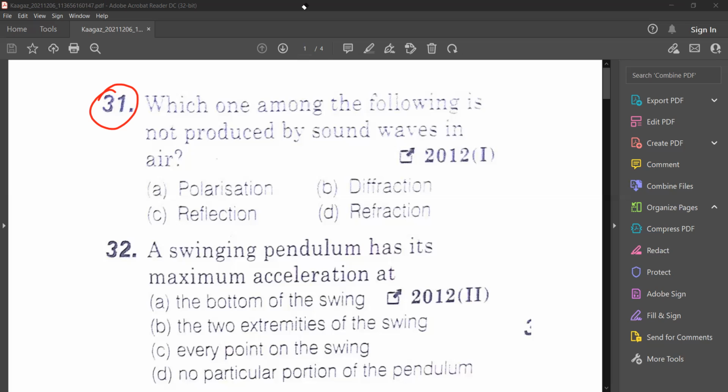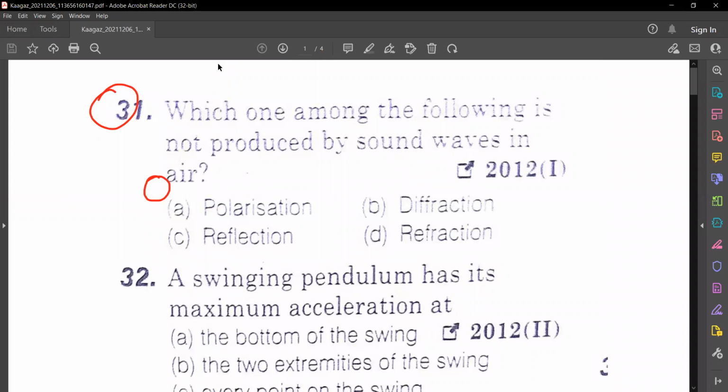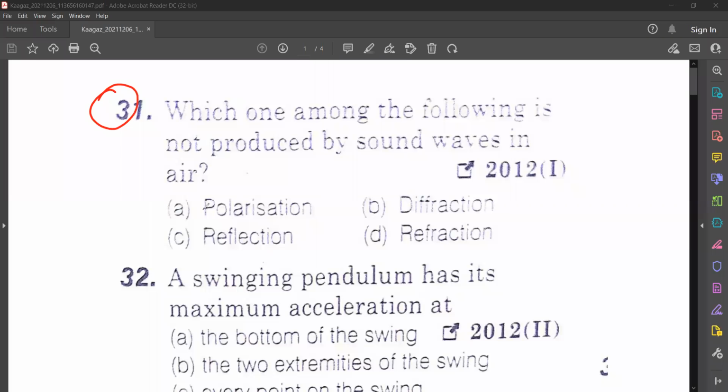Okay, so what is the answer? Polarization, isn't it? The correct answer is polarization. We can see diffraction, reflection, refraction in case of sound waves, obviously. Sound is a wave, isn't it? It will reflect when it falls on some surface. It will undergo refraction when it passes from one medium to another. Then it will also undergo diffraction. The phenomenon that it does not undergo is polarization. Okay, so move to the next question.